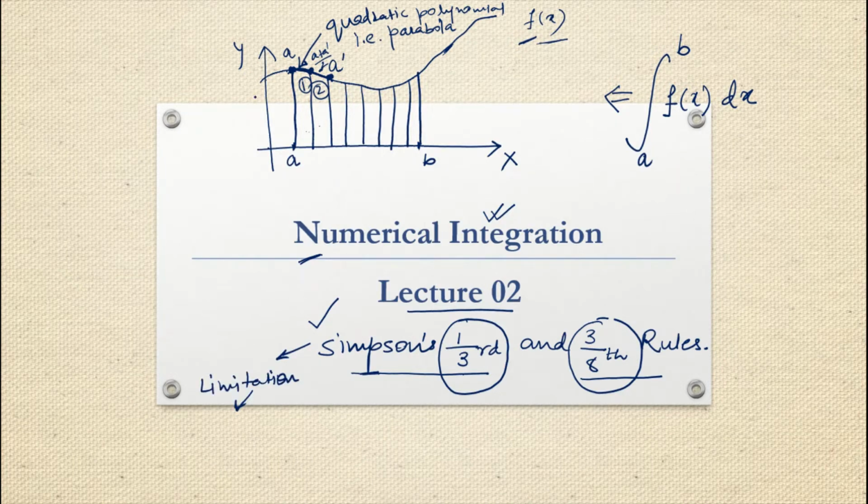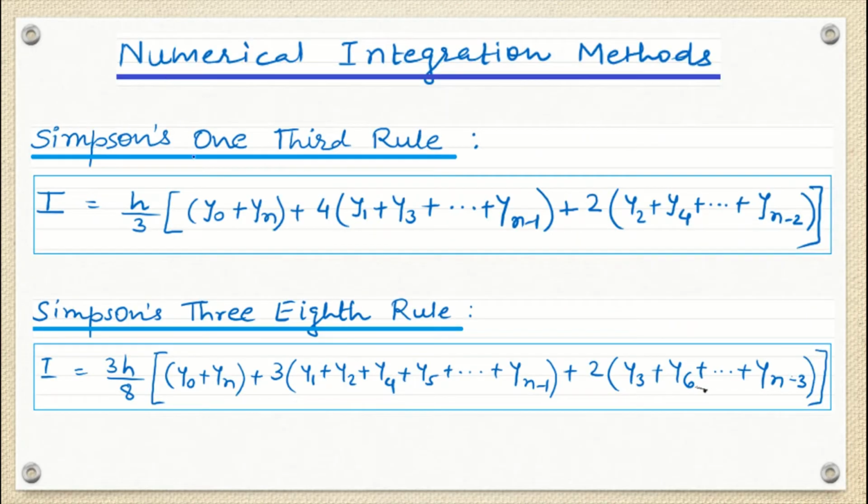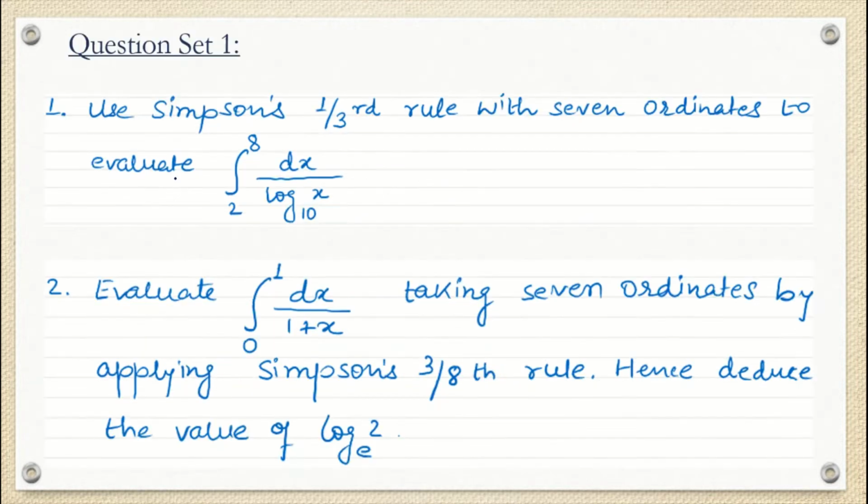But we have a limitation with Simpson's rule. What is the limitation? If the graph is very oscillatory, then it will not be that accurate even with the quadratic approximation. So we say that for a highly oscillatory graph, Simpson's rules are not that accurate. We are going to discuss these rules, but before that we are going to see which type of questions they ask. So here is the very first question.